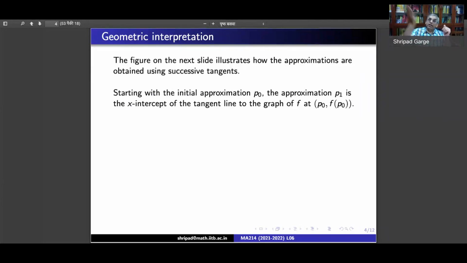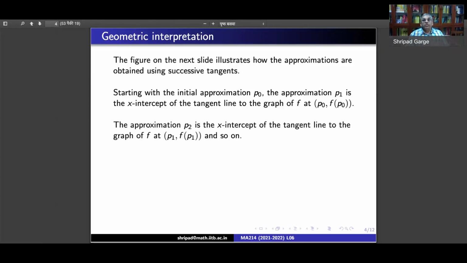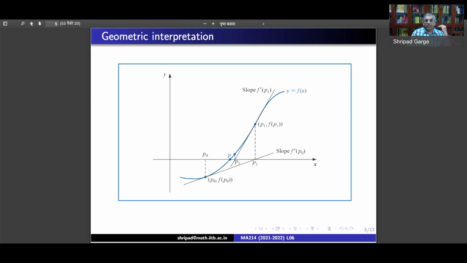The tangent will cut the x-axis somewhere, and here we are assuming that the slope is non-zero. If the slope is zero, the tangent will be horizontal and it will never cut the x-axis. Once the tangent cuts the x-axis, you take that point, the x-intercept, as p1. Then you take the point again on the graph, which is p1 comma f p1, and repeat the process. The tangent there will intersect the x-axis at the point p2, and then we continue. So this is the way this method works, and this is our picture.